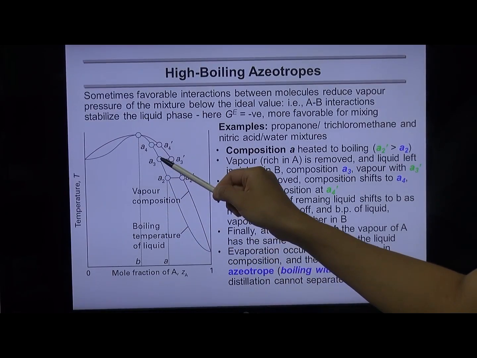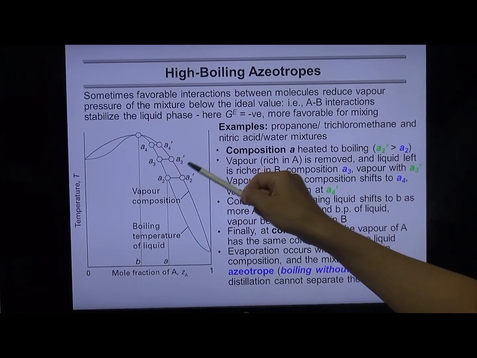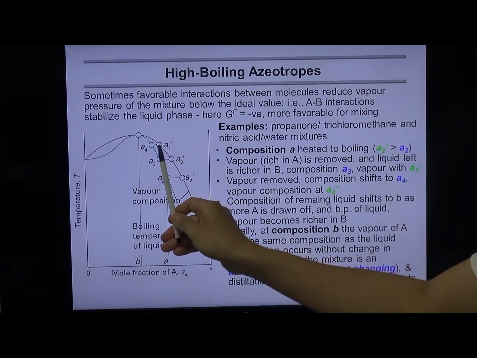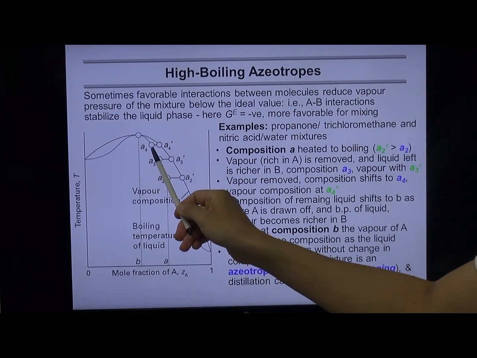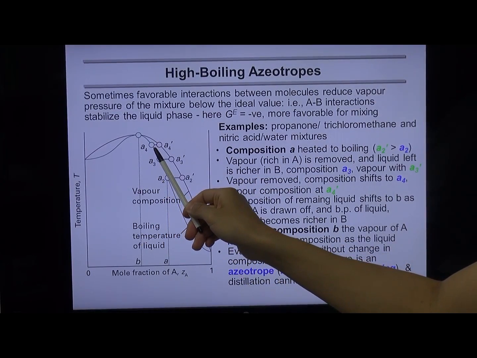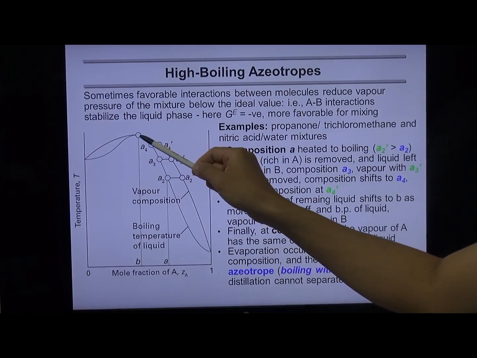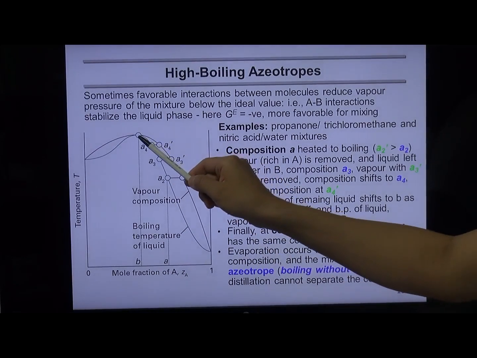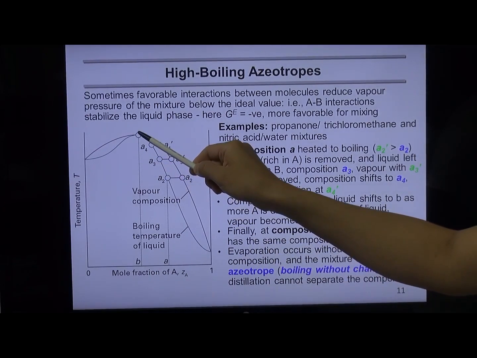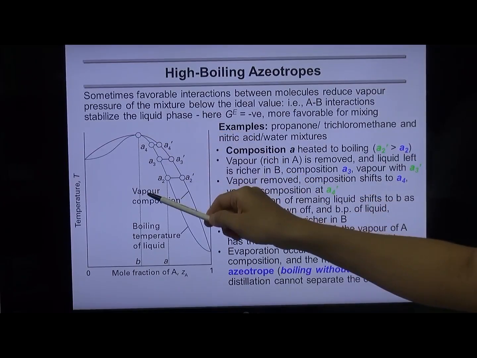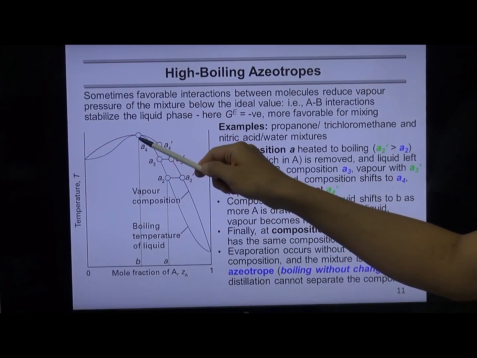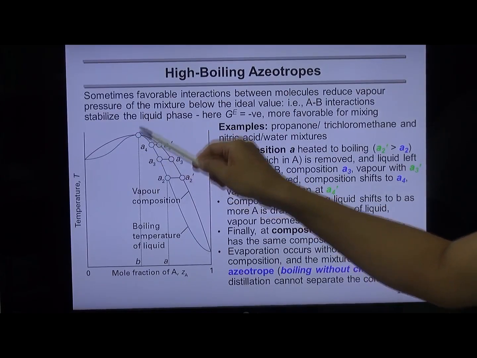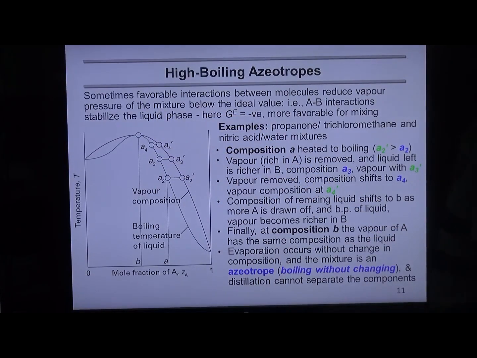You increase the temperature. It starts to boil, liquid and vapor. You remove the vapor again. And it will shift to the left to A4, something like that, right? You do it again and again, and it would reach here eventually, right? If you reach this point, whatever you do, if you increase the temperature or not, even though it boils, the liquid and vapor compositions are the same, right?